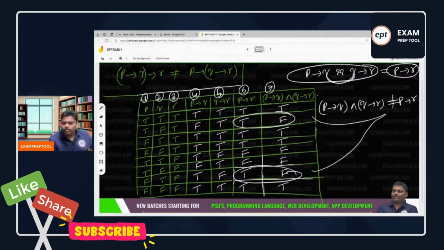Right? Fine. Someone is asking what type of questions will come. Can you remember all the truth values? Whatever is going on here, can you remember this? This one you have to remember. This one also you have to remember. If I say it directly, you may be confused. That is the reason I gave the table.